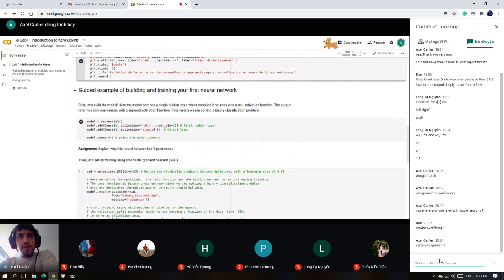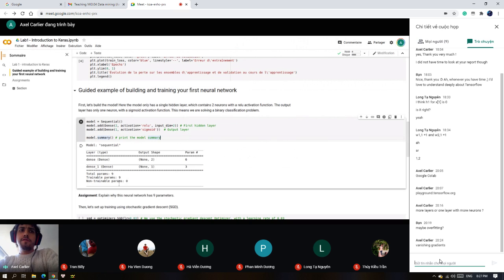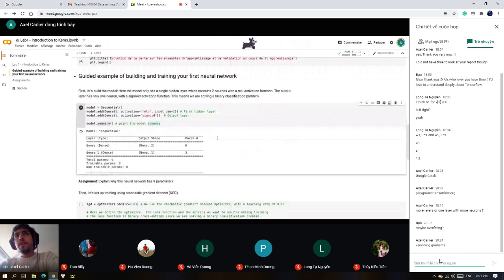So here is the first definition of a neural network. I am defining a neural network that has 2 layers, 1 hidden layer and 1 output layer. Let me show you what it looks like. I ask you a first question right now. You can see that this network has 9 parameters, 6 parameters for the first layer and 3 parameters for the second layer. My first assignment is, can you explain why the neural network has 9 parameters?